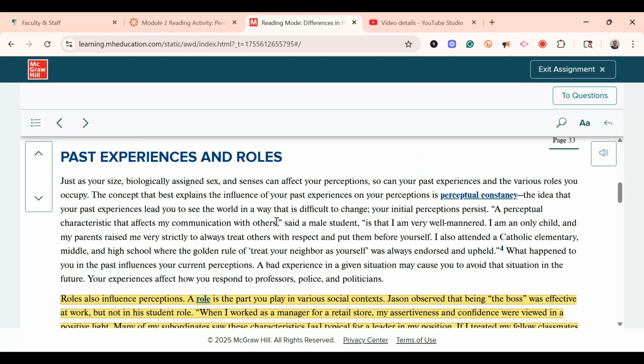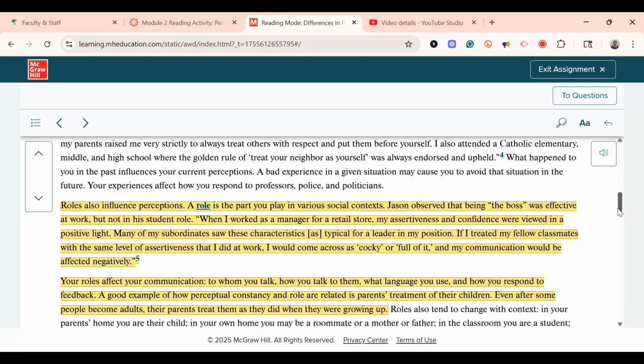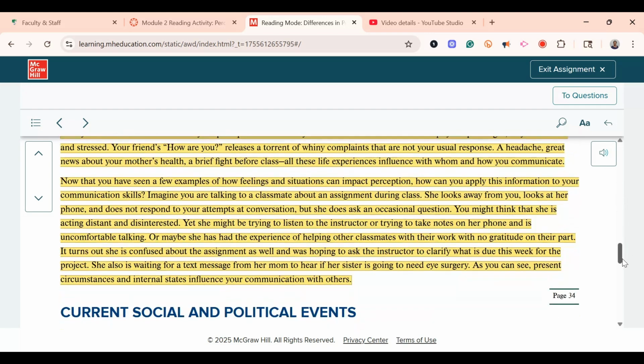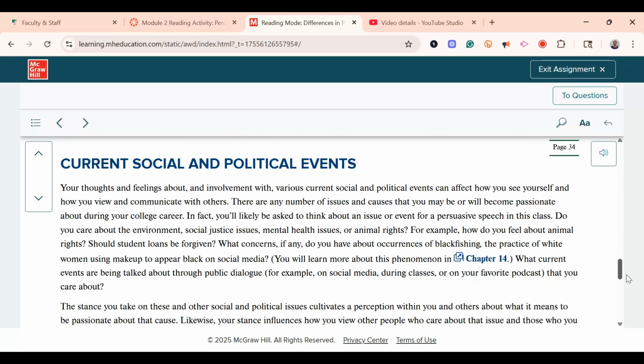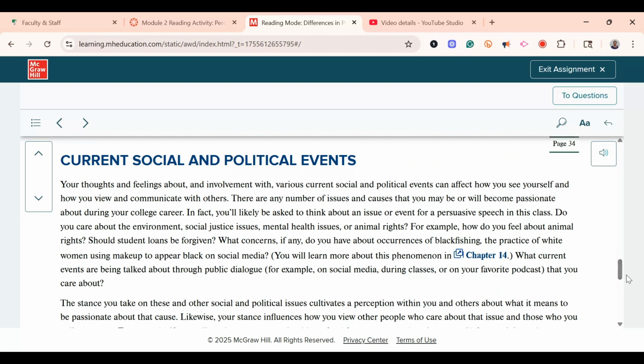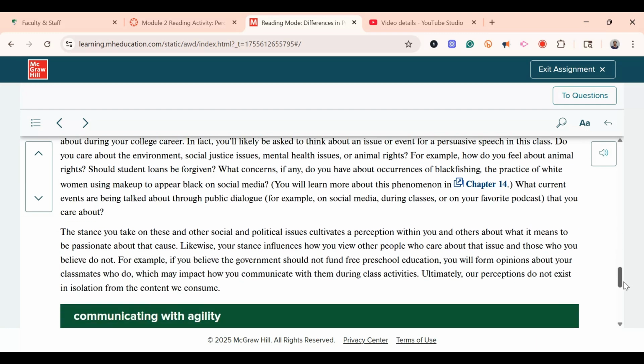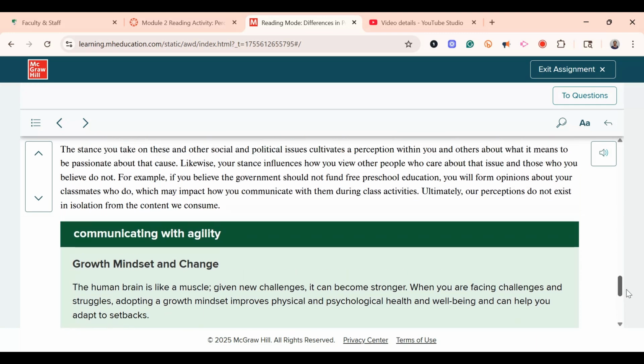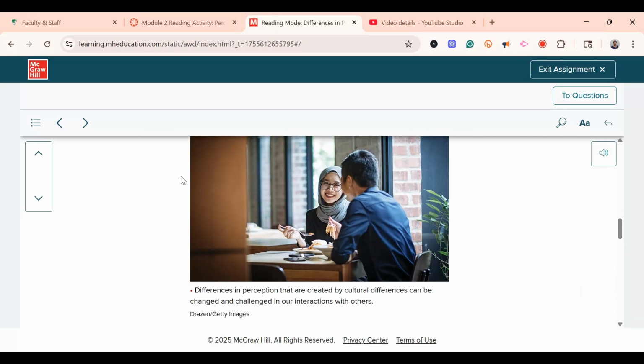Also, our role as a child, as a parent, as a brother, as a policeman or a politician or policewoman, or as a student or teacher, it affects the way we perceive things. Now we have things like our current societal events that affects us too. So whatever's going on in society today, whatever you're bombarded with through the news, it affects your perception.